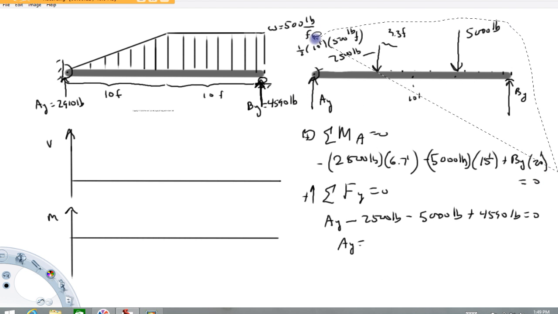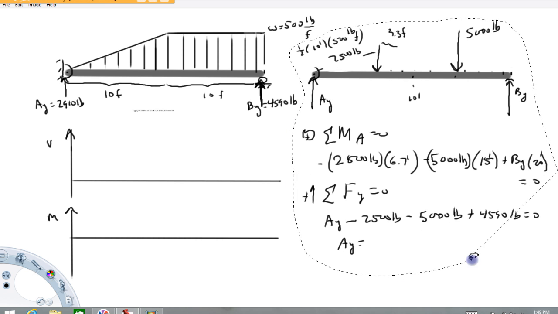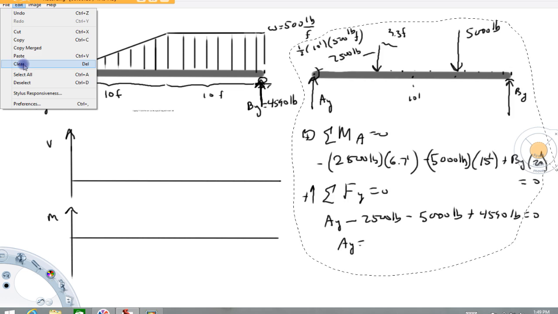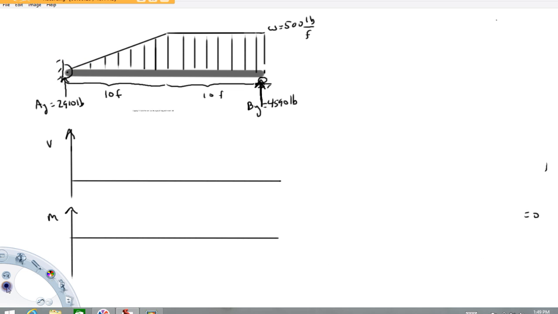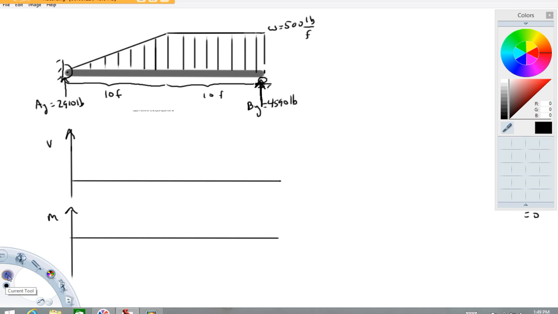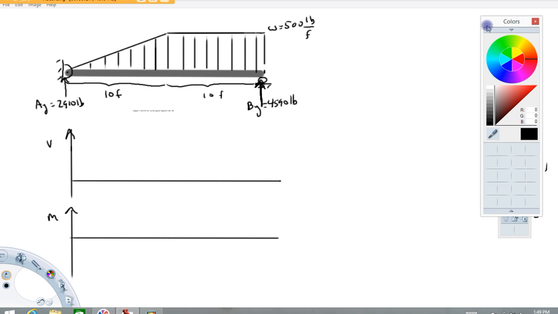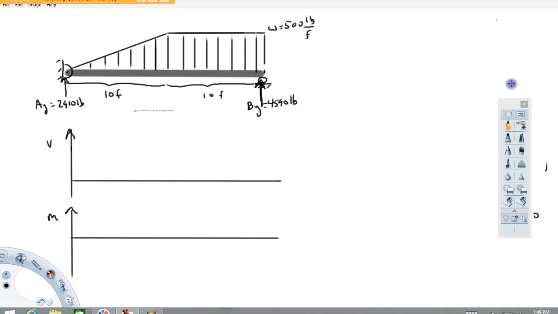Oops. There, good enough. Okay, a few more things to get rid of there. Let's see, I'll go ahead and use the eraser to do so.